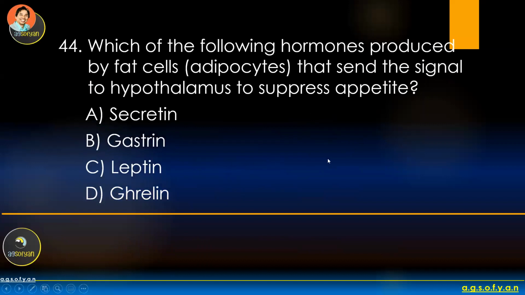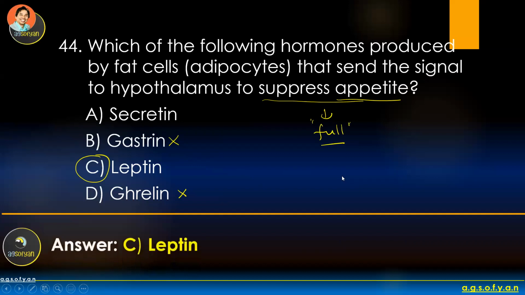Which of the following hormones produced by fat cells, or adipocytes, sends the signal to the hypothalamus to suppress appetite? So feeling full, okay? Which hormone? Gastrin is not. We already mentioned what gastrin is. Ghrelin, of course, it is not, because this is actually the opposite. This is the one that increases appetite. So the one that decreases or suppresses appetite is the hormone called leptin. So leptin will give us the feeling of being full. Okay, leptin is the answer.